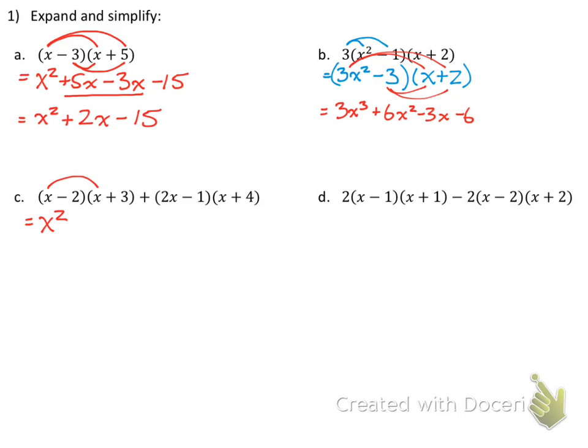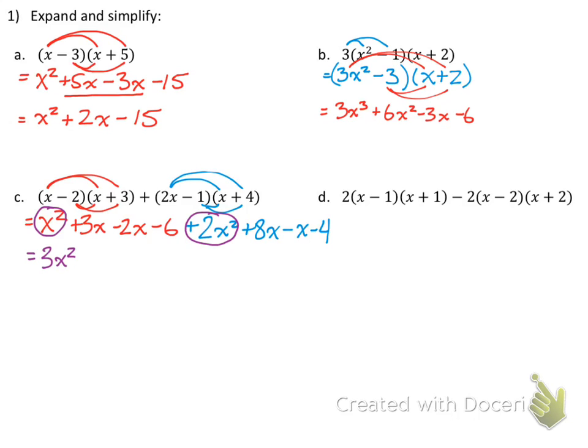The next one, we have to do the first part, so x squared plus 3x minus 2x minus 6. And then the second set of brackets is 2x, so we have a plus there. And then 2x squared plus 8x minus x minus 4. And now we have to collect like terms. So x squared and 2x squared is 3x squared. All these x's collect to 8x, and the 6 and the 4 collect to minus 10.